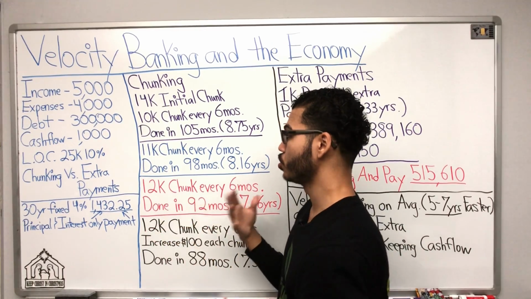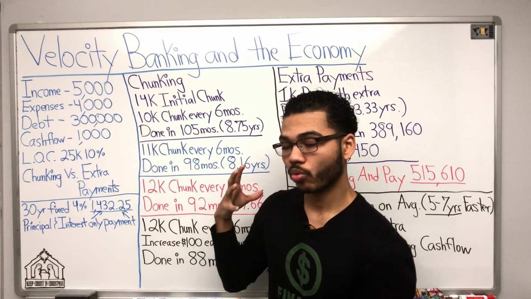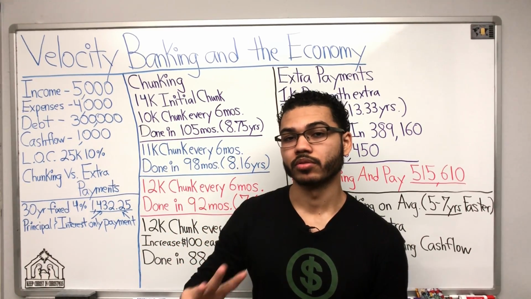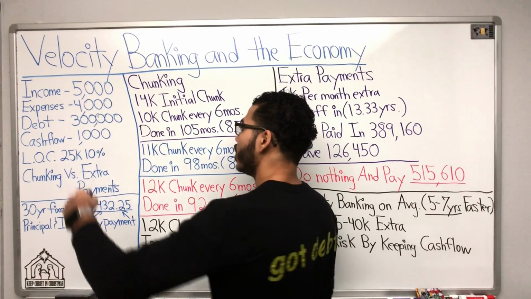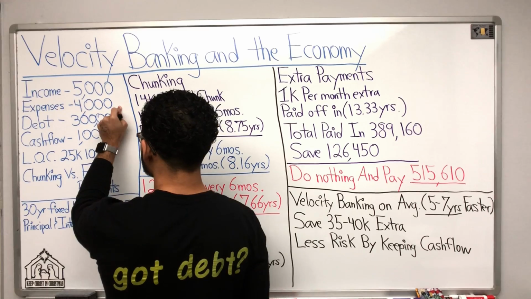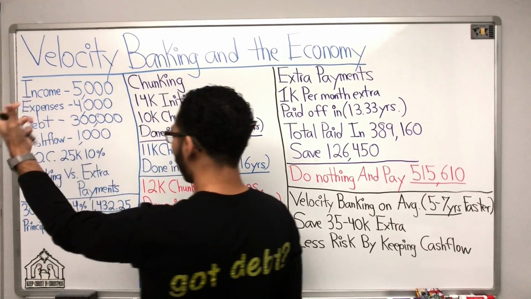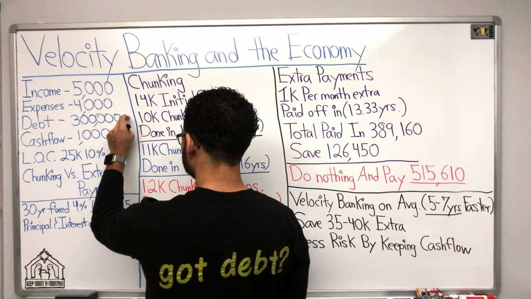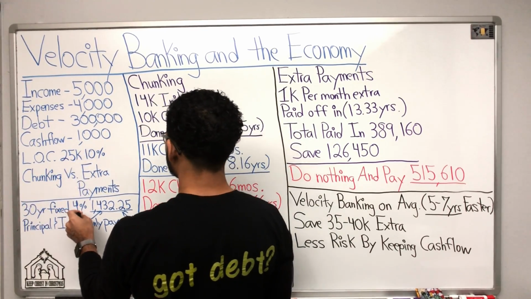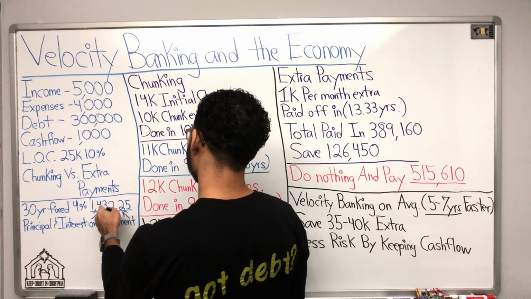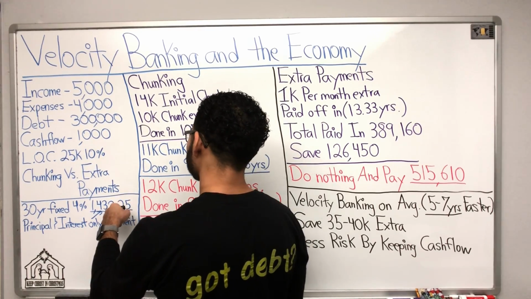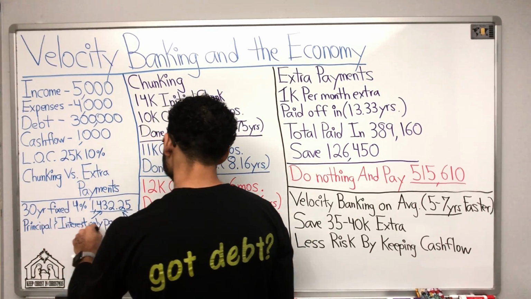Okay, let's dive into how we can pay off a mortgage. We're going to go over 3 ways to pay off a mortgage. Okay, let's dive into it. Here we have an individual making $5,000 a month. Expenses are $4,000. We have a mortgage debt of $300,000. Okay, here are the details. It's a 30-year fixed mortgage at 4%, and that is the mortgage payment, $1,432.25. This is a principal and interest only payment.